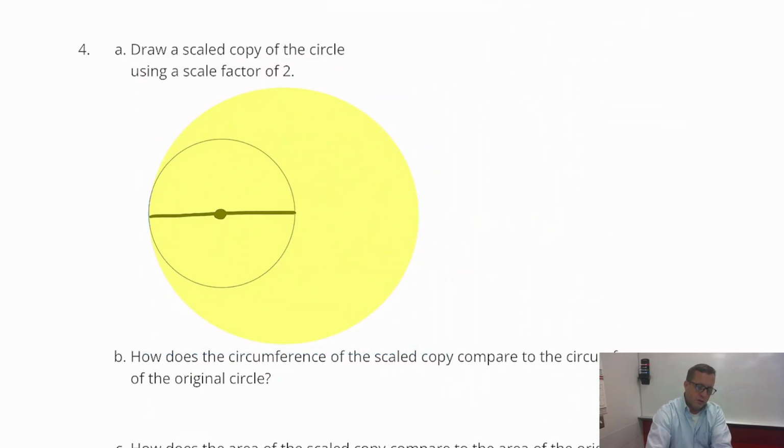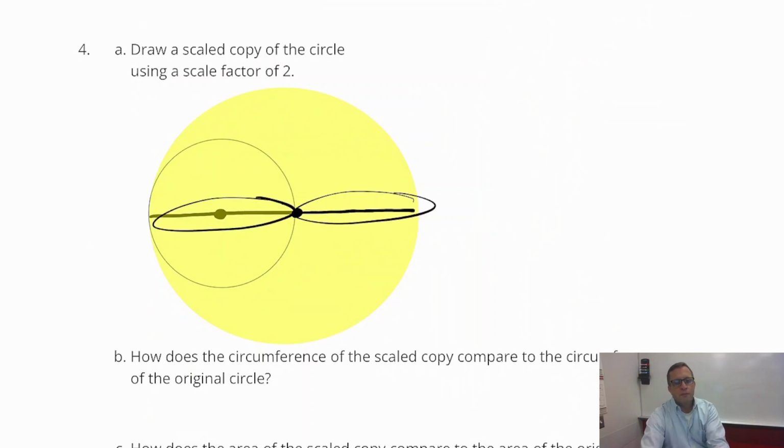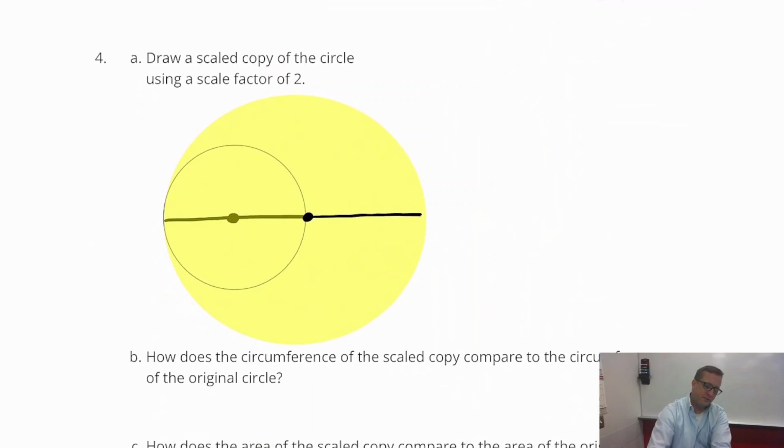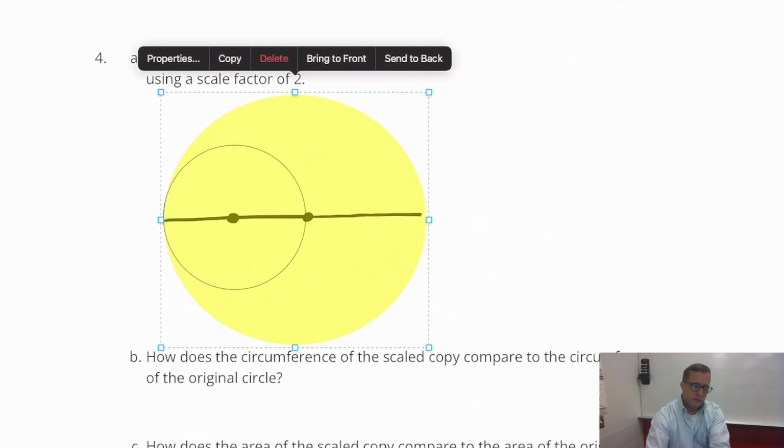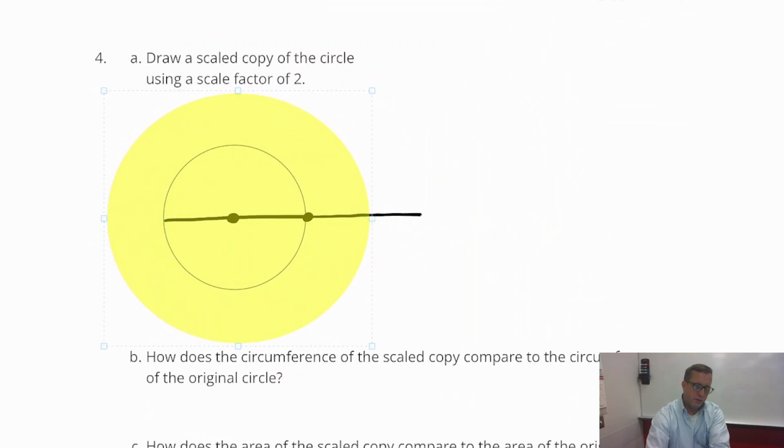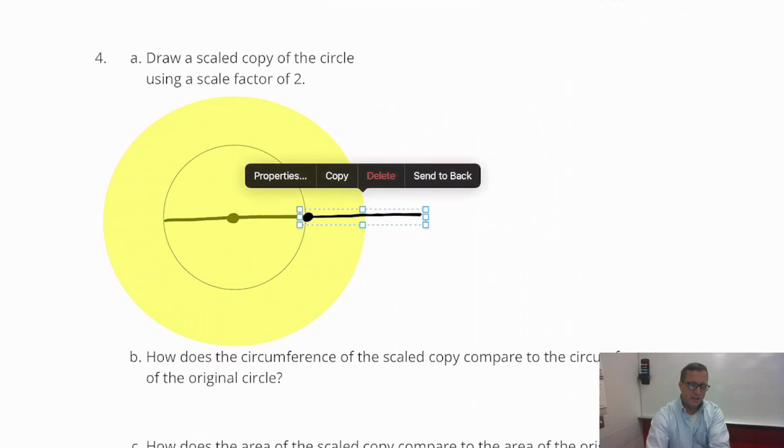So yeah, right there, I would say that the diameter is now equal to the radius of the new circle, and that's double. There we go. So there's what it looks like if I kind of center it, I guess.